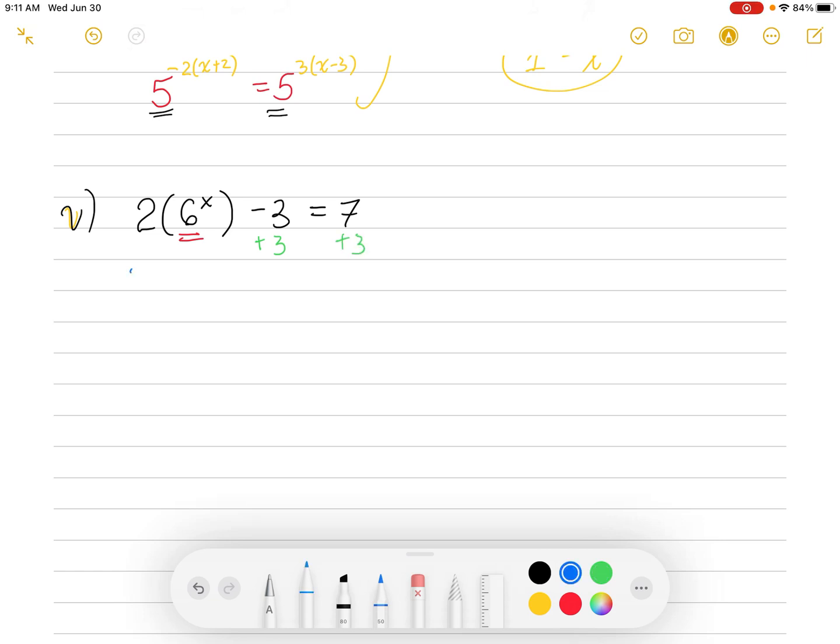So the goal here is that you want to get the 6 to the x by itself. So you want to get this red dude by itself, 6 to the x. So first of all, the goal is going to be to get rid of the minus 3, so I'm going to have to add a 3 to both sides.